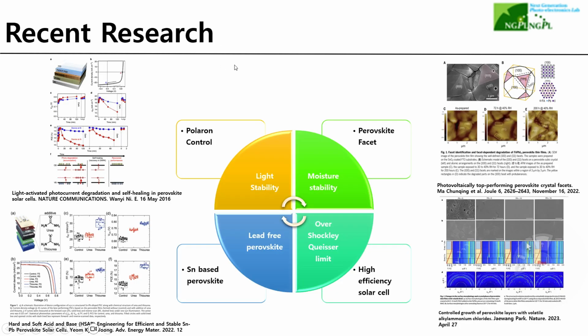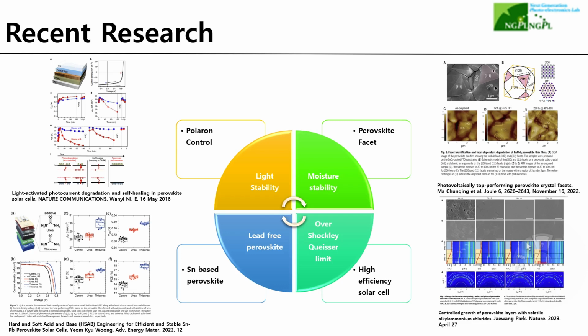And there are several research topics about perovskite solar cell. First one is stability, light stability and moisture stability. Also, lead-free perovskite and over Shockley-Queisser limit perovskite solar cell. First one is light stability. Some group shows light activated photocurrent degradation and self-healing in perovskite solar cells. They show that under light condition, perovskite has performance degradation, such as the current decrease or voltage decrease.